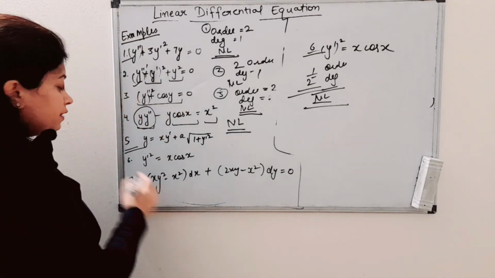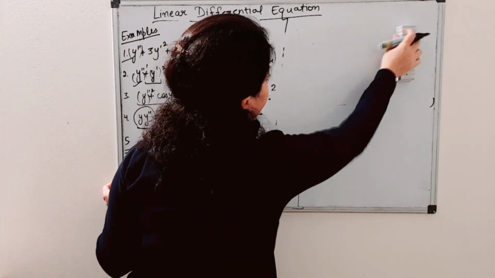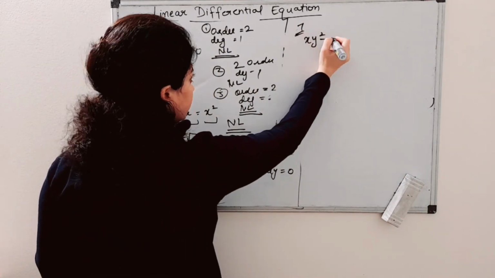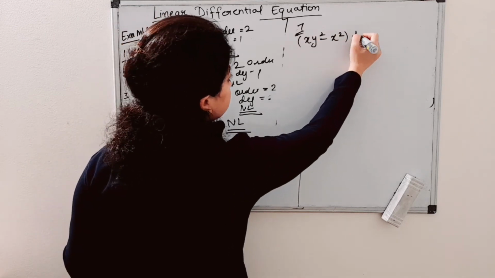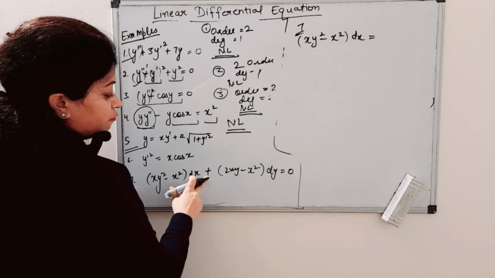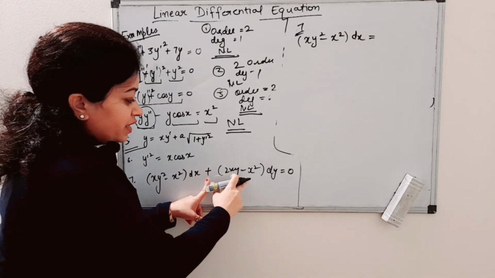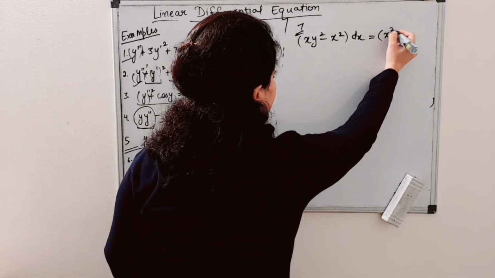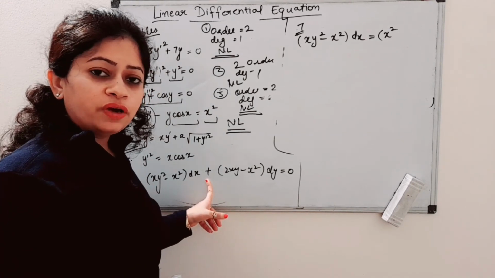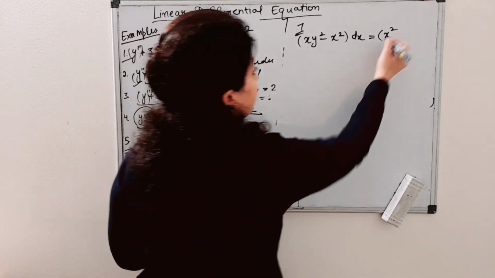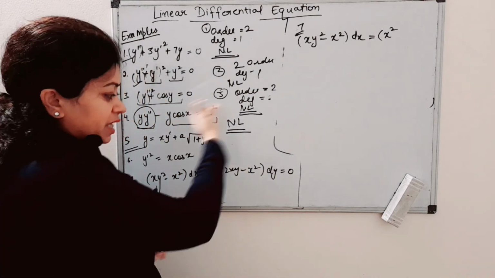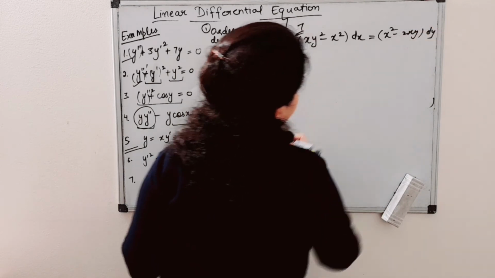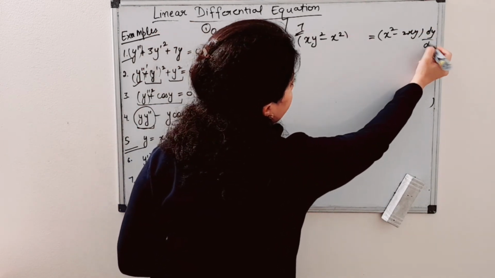Next is this, very important. See example number 7. Example number 7 is (xy square minus x square) dx plus (2xy minus x square) dy. If we take it to the other side, can we write it like this? Because we have to write it in the form of a differential equation. We write x square as positive because we are taking it to the other side of equal, so (x square minus 2xy) dy.